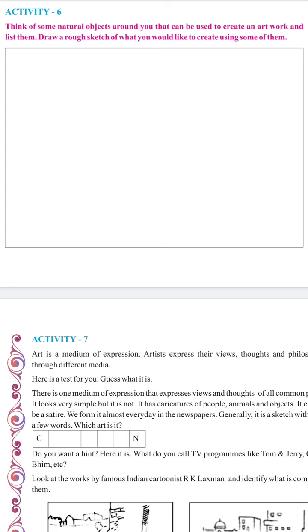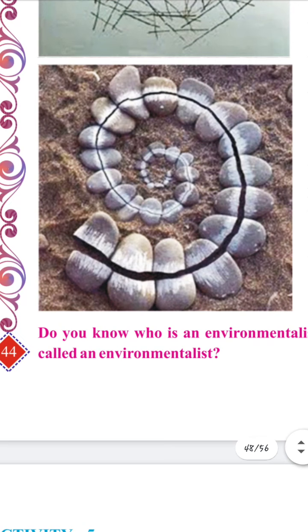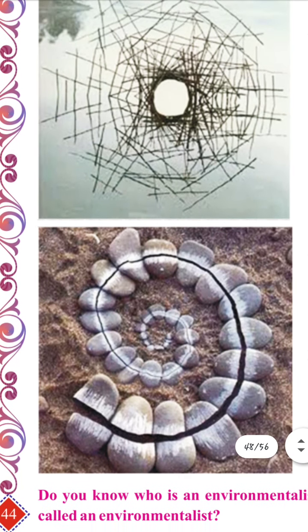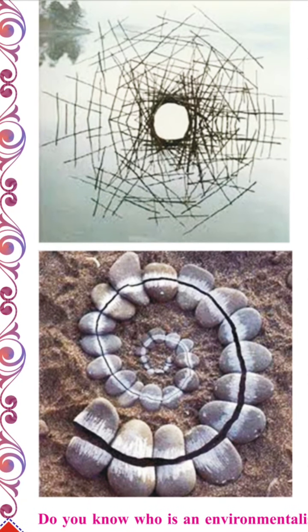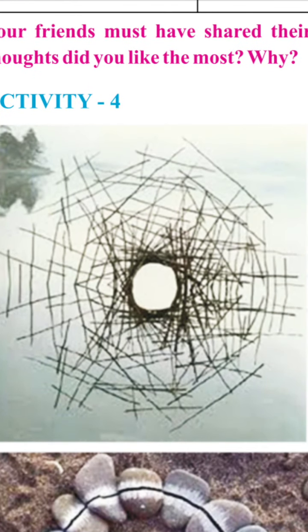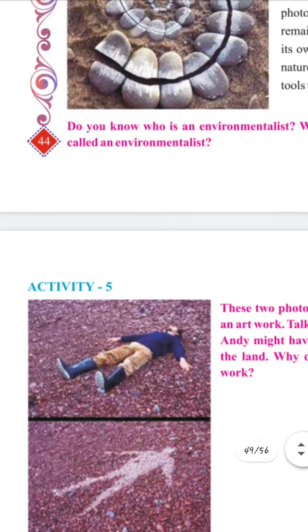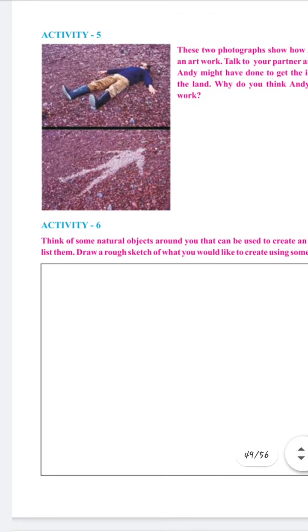Think of some natural objects around you that can be used to create an artwork and list them. Also, draw a rough sketch of what you would like to create using some of them. So, examples are given here. These are the natural things which are used to create different imaginary landscapes and drawing arts. Here, the thorns have been used in this first picture. These are the thorns which are used to create a drawing effect. Here, pebbles are used to create a drawing effect. These are the natural things which are used to create the drawing effect.